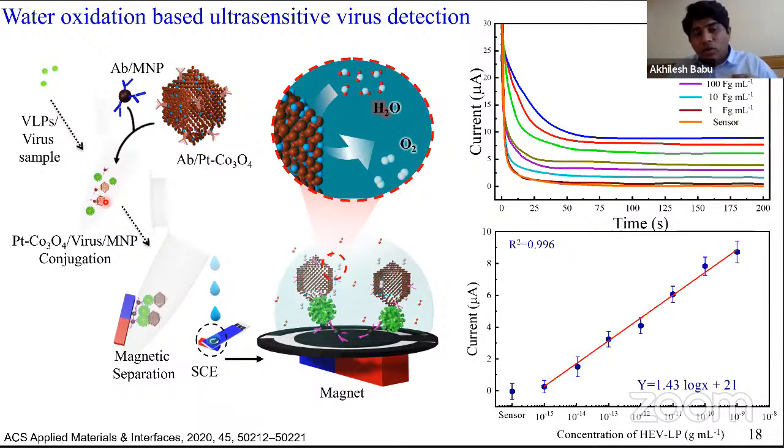After successful conjugation, forming the sandwich structure between magnetic nanoparticle, virus, and cobalt oxide nanoparticles, they were again magnetically separated to decrease the interference from other sample components. Going ahead, after separating this matrix, these separated nanoparticles were deposited onto the electrode. Only if virus particles are present, the platinum-coated cobalt oxide particles come. In the absence of virus particles, only the magnetic particles would be separated. Here we can see magnetic nanoparticles, virus, and cobalt oxide nanoparticles.